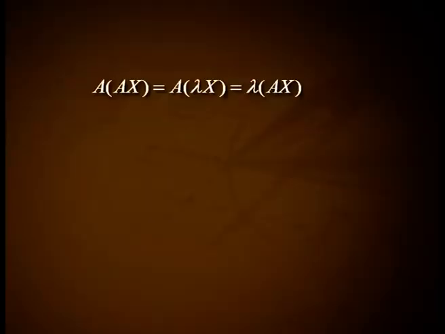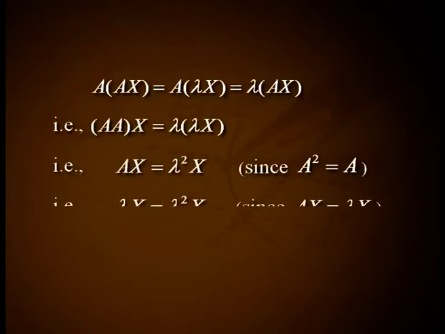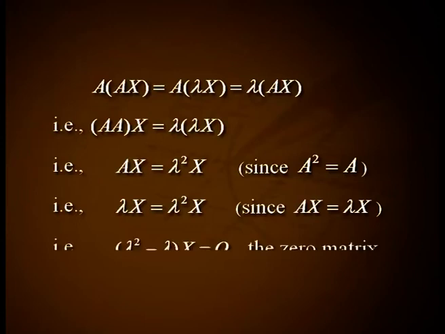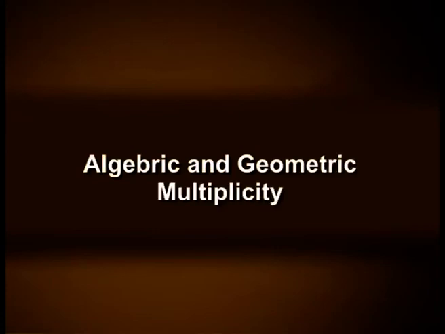Pre-multiplying by A, we obtain A into A into x equal to A into lambda into x, which is equal to lambda into A into x. That is, A square into x is equal to lambda square into x, since A into x equal to lambda into x. That is, lambda into x equal to lambda square into x, since A square equal to A. That is, lambda square minus lambda into x equal to 0, the 0 matrix. That is, lambda square minus lambda equal to 0, since x is a non-zero vector, implies lambda equal to 0, lambda equal to 1.